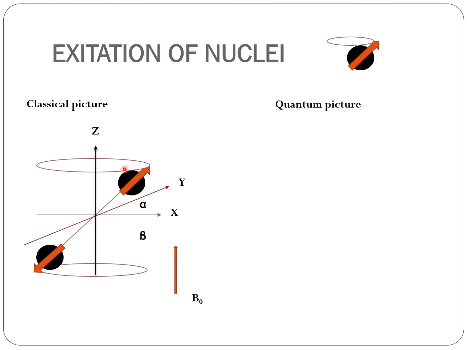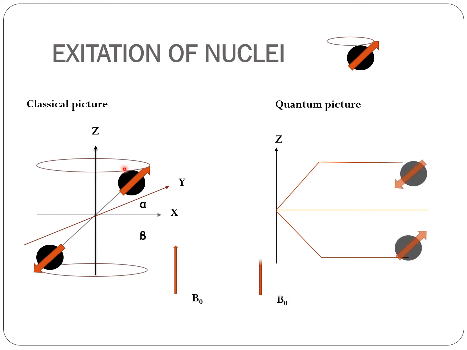Whereas coming to the quantum picture, it also says the same thing, but the representation is different. See, this is the z-axis and we are passing the external magnetic field through the z-axis. So it has two different states, that is alpha and beta state, which are lower and higher energy. The alpha state is lower energy, whereas the beta state has the higher energy. This type of representation is called the quantum picture. So now we have two types of representations here.